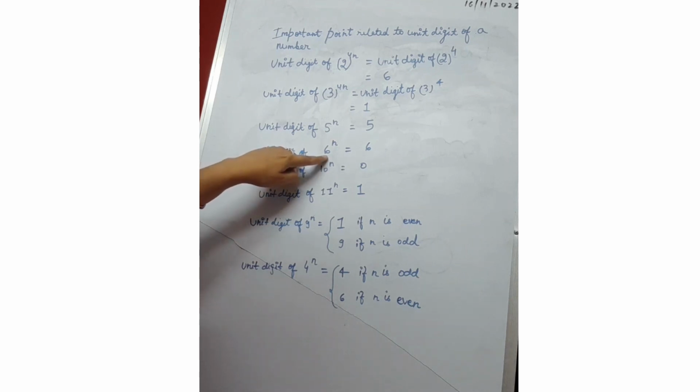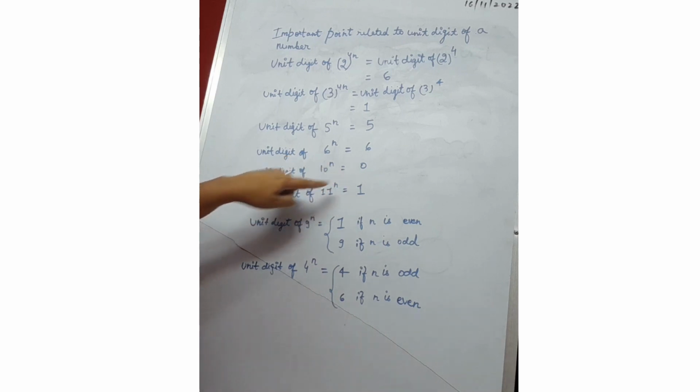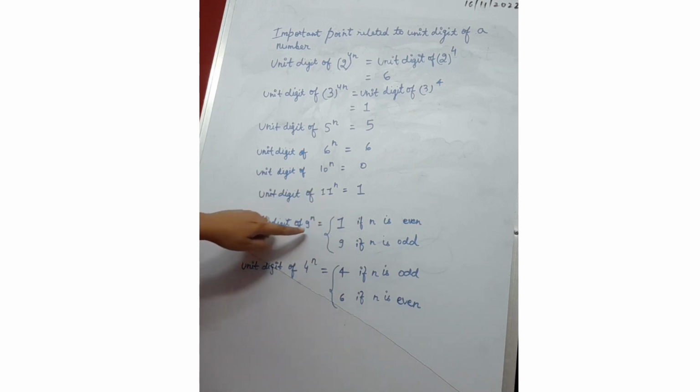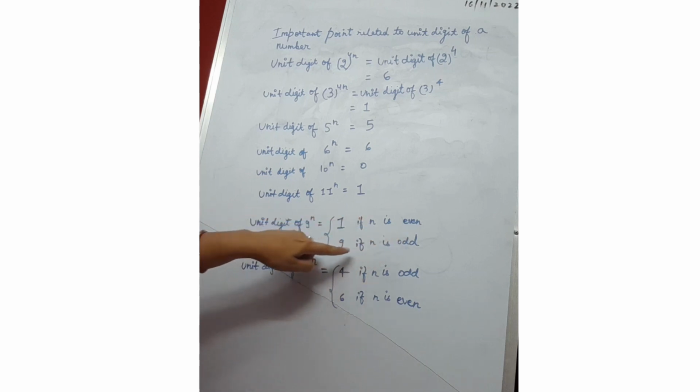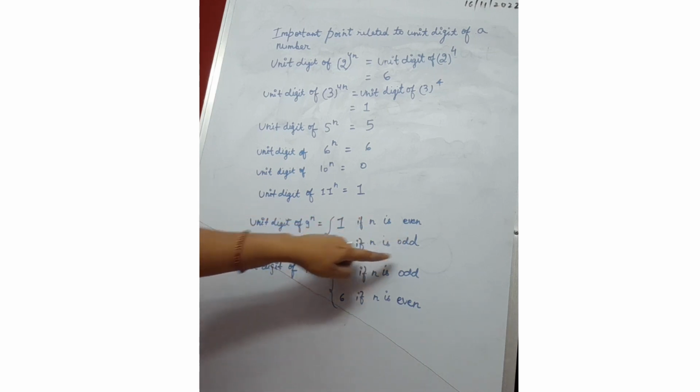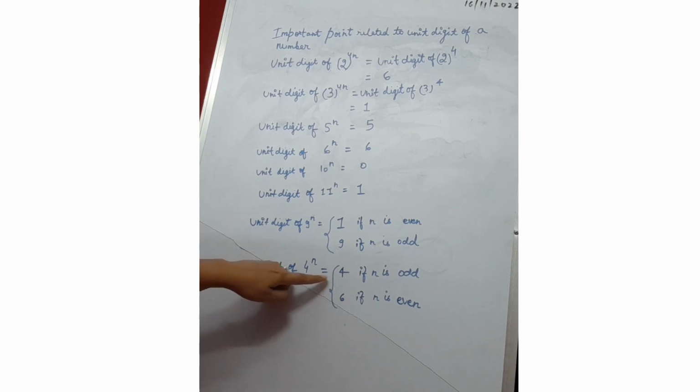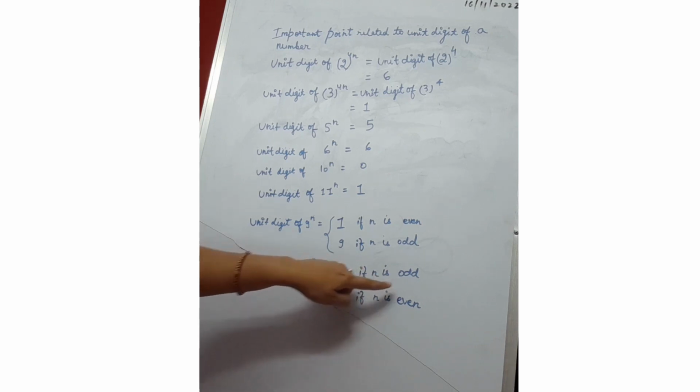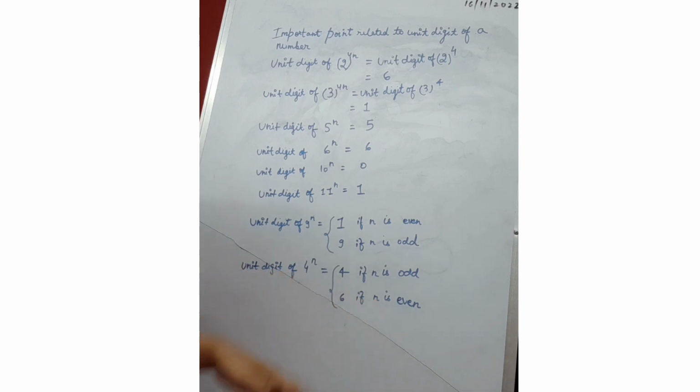Unit digit of 6 to the power n equals 6. Unit digit of 10 to the power n equals 0. Unit digit of 11 to the power n equals 1. Unit digit of 9 to the power n equals 1 if n is even, and 9 if n is odd. Unit digit of 4 to the power n equals 4 if n is odd, and 6 if n is even. So these are the important points to be noted down, that is how the unit digit of a number is calculated.